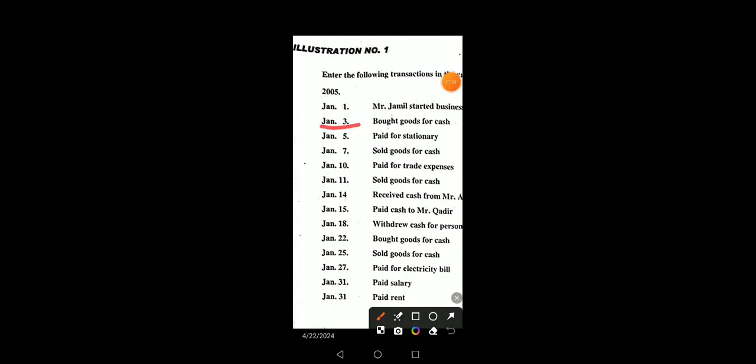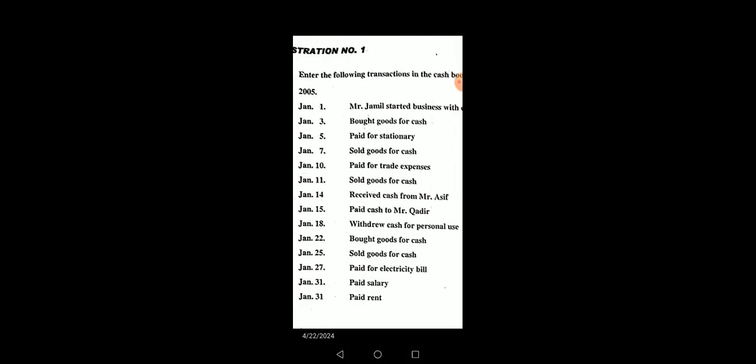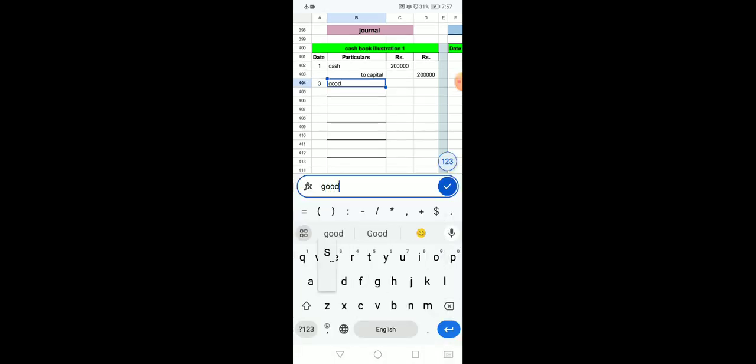The next entry is January 3. We will post the date first. It's January 3, we will write 3. And it is saying, bought goods for cash. The business is buying goods and paying cash. When the business is buying goods, it means goods are increasing. Goods are your current asset. Asset is increasing. Increase in asset should be mentioned on the debit side. So you were supposed to write goods over here.